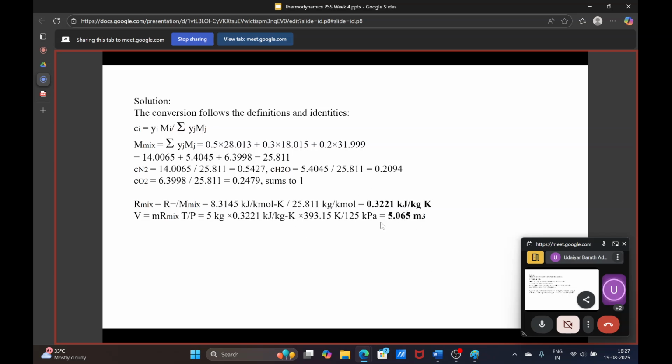So any questions? If you see, this is somewhat similar to air. Air also, if you see, the density is about 1, so your volume occupied per kg is similar to that. Okay, then we'll move to the next question.